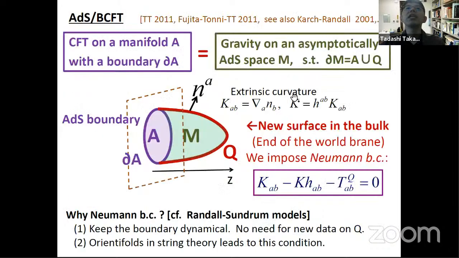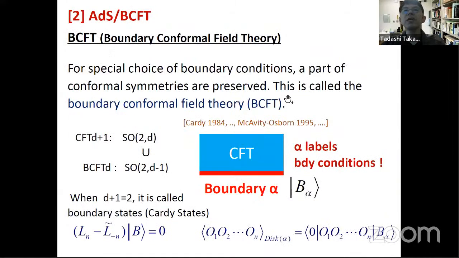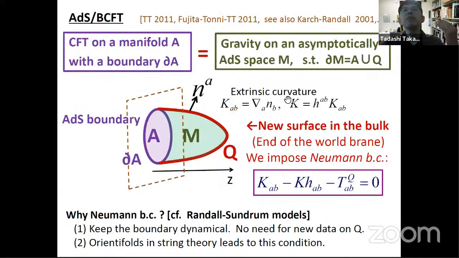Okay, and this is the field theory definition of BCFT, but we have a simple geometrical way to construct its gravity dual. This is the AdS/BCFT. This is a heuristic picture of that, but it essentially captures everything of the AdS/BCFT. So we have some region A, right?